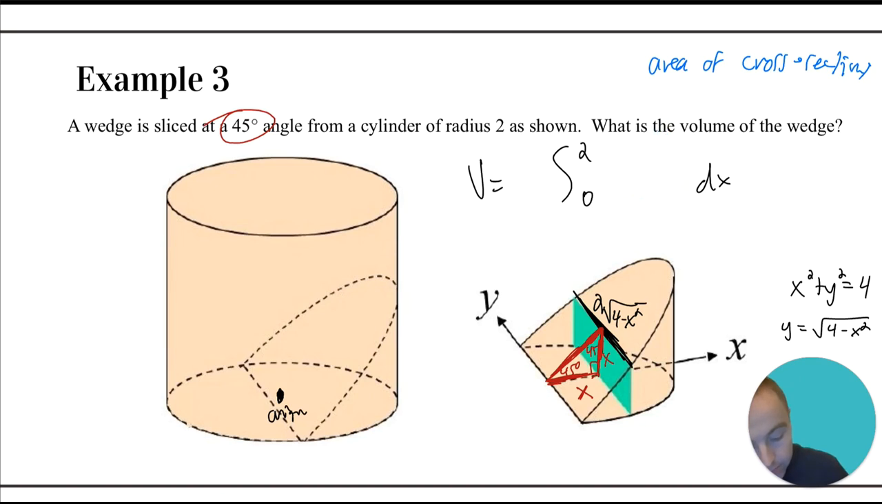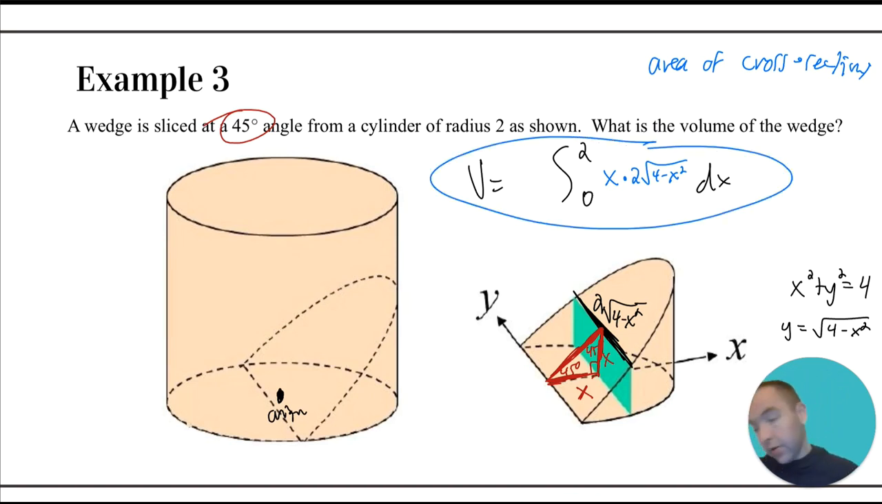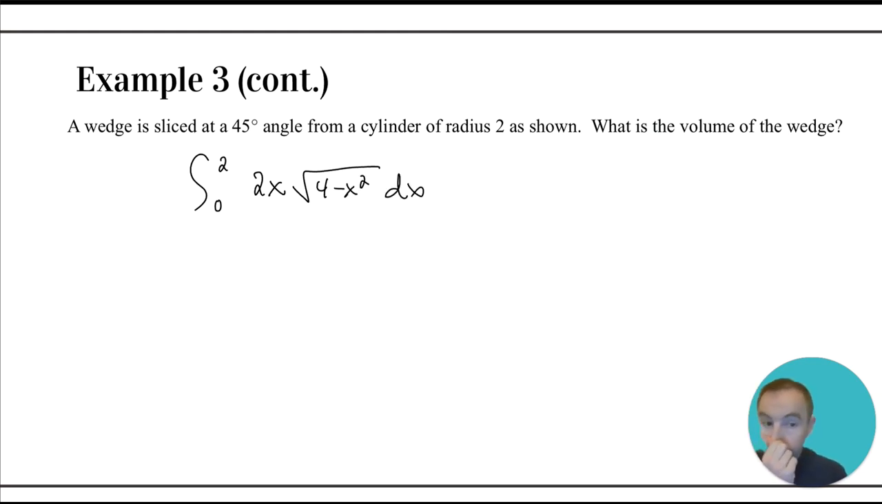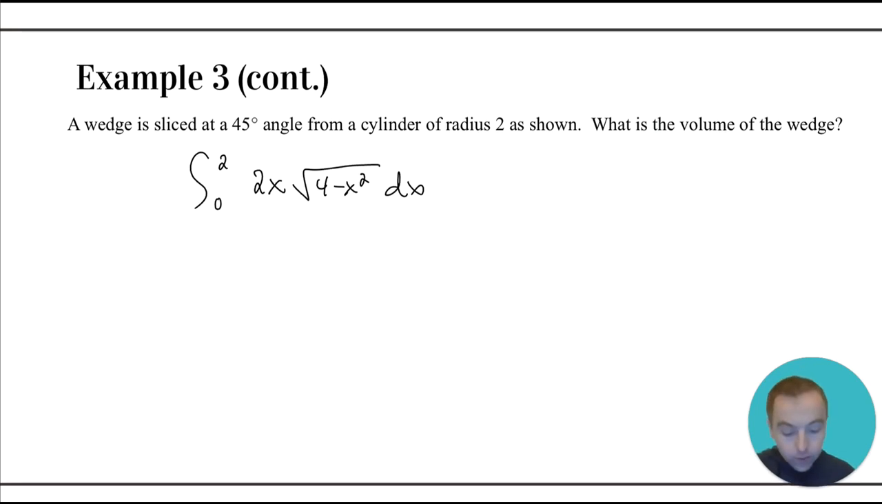So the area of our cross-section is always going to be x for the height multiplied by 2 square root of 4 minus x squared for the width of each cross-section. So this right here would be the function that we want to integrate. I did put another slide so that we could do the work for this. So let's write it like this. We'll have 2x square root of 4 minus x squared dx that we'll want to integrate to find the volume of this wedge.